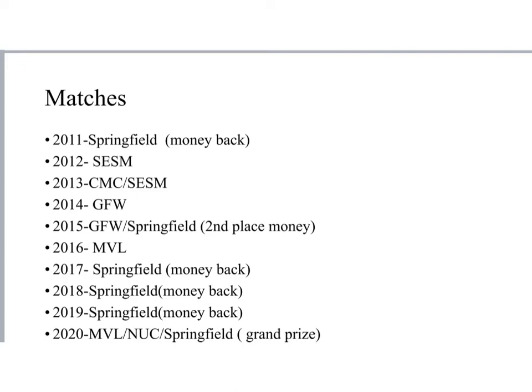So these are the years and their championships. 2011 Springfield won. If that match is picked, they would receive their money back. So if they pay $1, they would get $1 back. Net profit there is 0. 2012 is St. Mary's, 2013 CMC St. Mary's, 2014 GFW. Those 3 years, since they don't involve Springfield, even if you do match them, would be losers. In 2015, GFW Springfield were co-champions. This will be second place money. 2016 is MVL, no prize, a loss. 2017, 2018, 2019, Springfield also won. They would receive their money back. In 2020, we had the tri-champions, and that would be the grand prize.